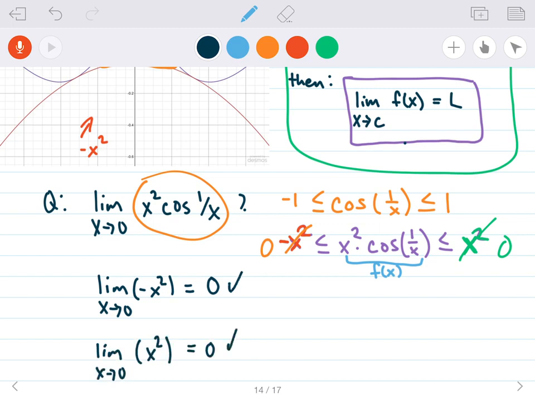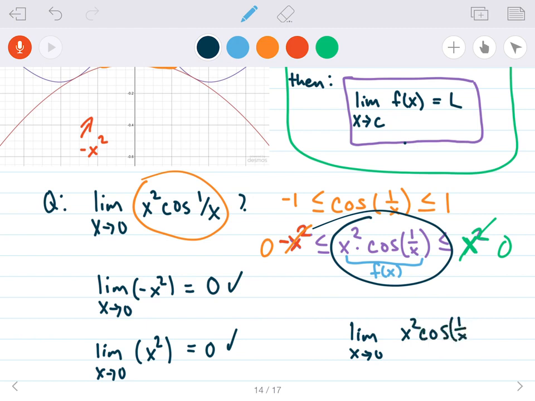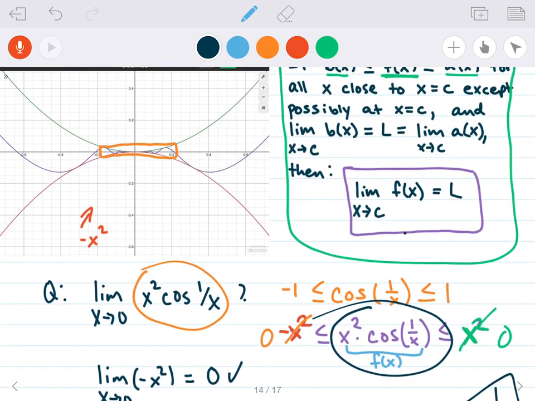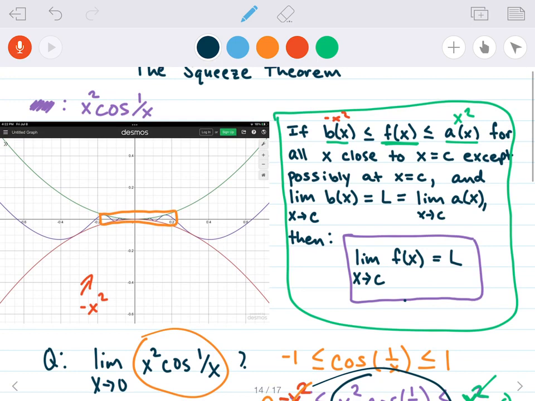So the sandwich theorem, the squeeze theorem, tells us that the limit as x goes to 0 of that middle function is also 0 because the two functions on the outside are going to 0. Okay, so that's our answer. The limit is 0, so we verified this using the squeeze theorem.